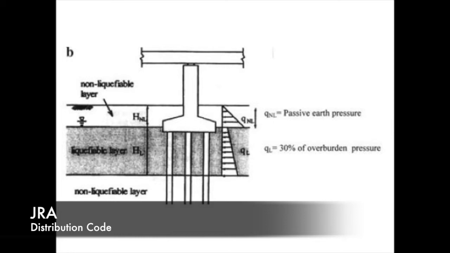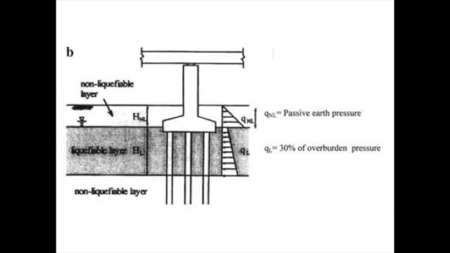The Japanese Highway Code established the JRA distribution code, which is shown in the figure. The code states that the pile must be designed in order to withstand 30% of the overburden pressure within a liquefied soil layer. This code has been proven to work. However, in certain cases, like the Showa Bridge, the piles were designed to satisfy this code, yet it failed. The problem with the code is that it only takes into consideration the flexure of the pile that causes bending failure.